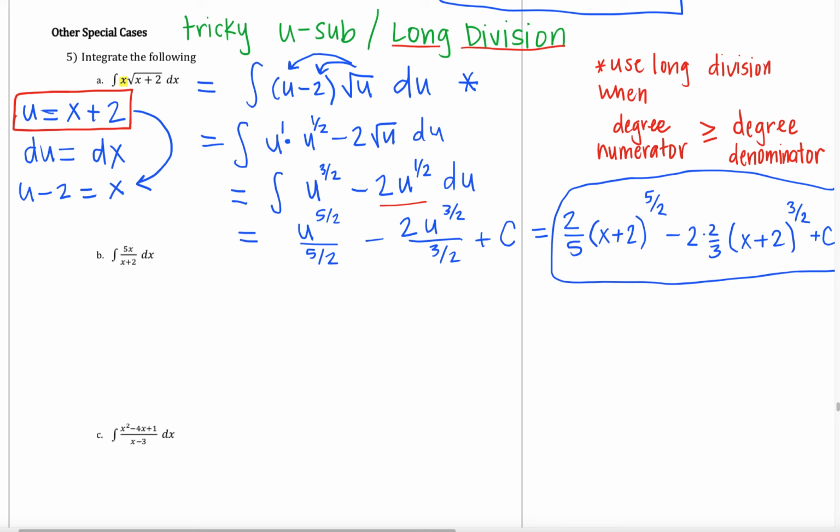I'm going to go ahead and do a long division with both of them just so that we get more practice with them. So in long division, what we're doing is dividing that denominator of x plus 2 into our numerator of 5x.